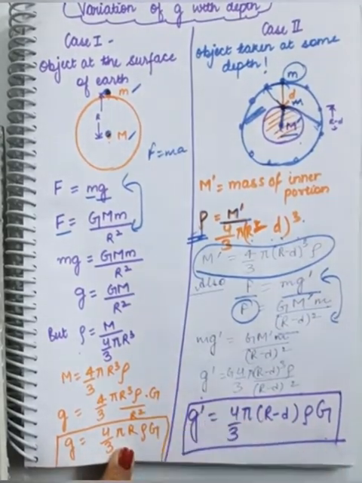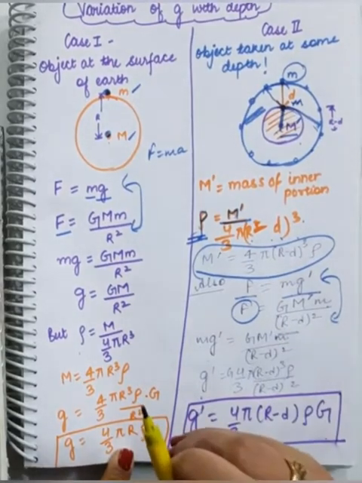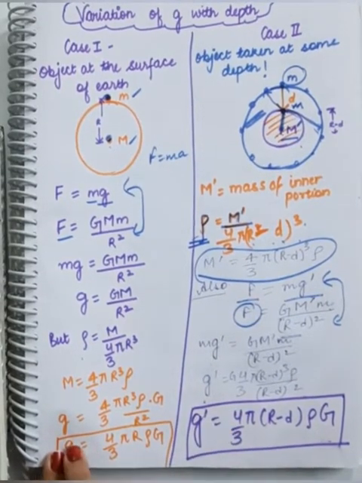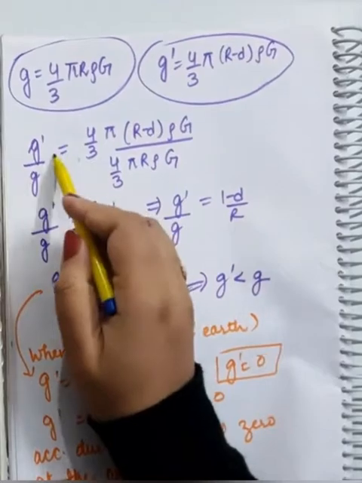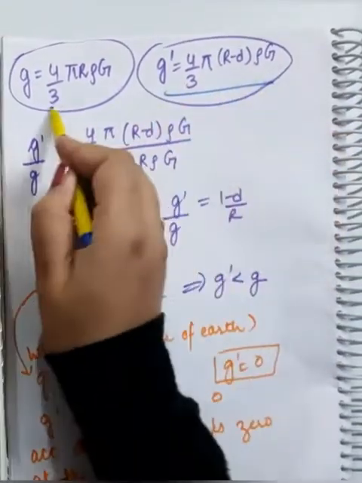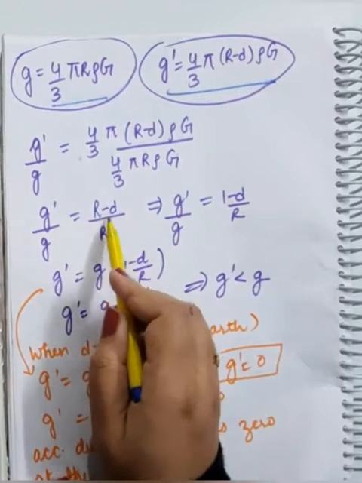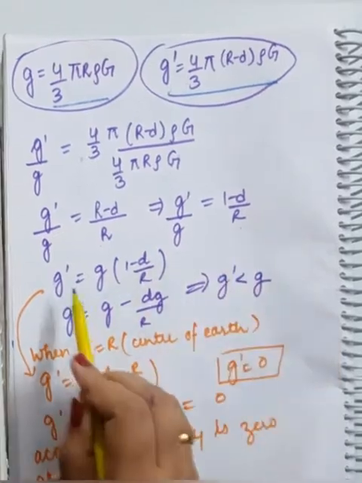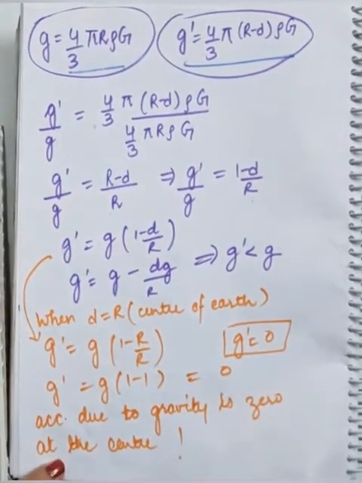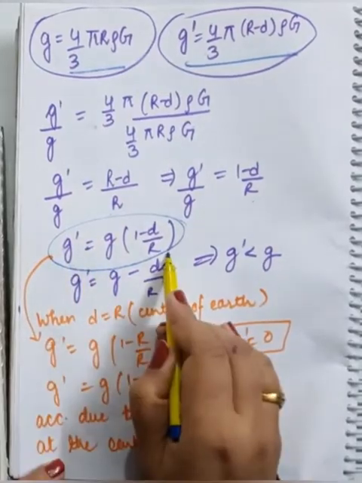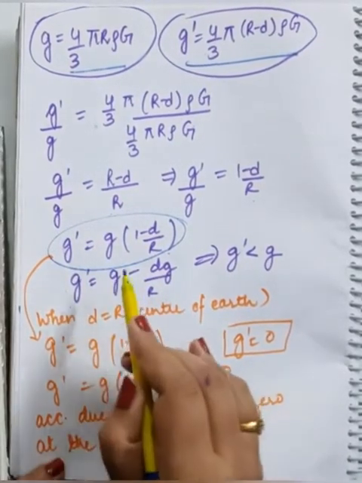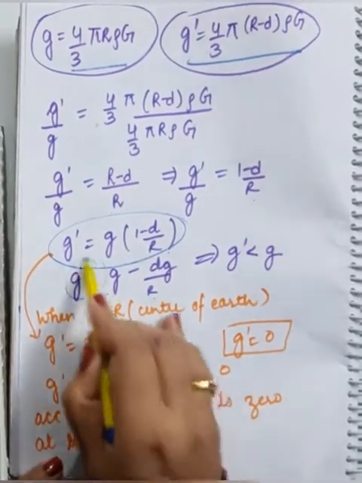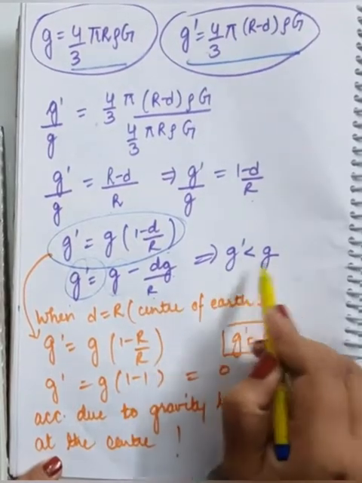Now it's the time for the comparison. Now we'll compare g upon g dash or g dash upon g, right? I'll do g dash upon g, this value divided by this value. You're going to get (R minus d) upon R, or 1 minus d upon R, okay? So this way g dash is coming out like this. And g dash can be written as g into (1 minus d upon R), and g dash is coming out g minus something. So g dash is actually less than g.